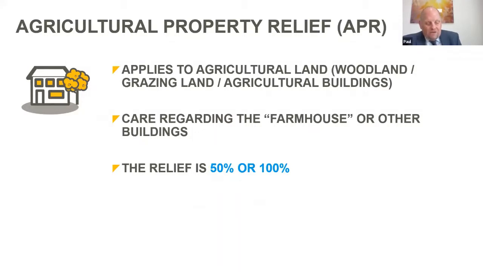One particular point is you've got to be very careful on the farmhouse, and agricultural property relief is only available on the agricultural value of the property, which is often lower than the market value.